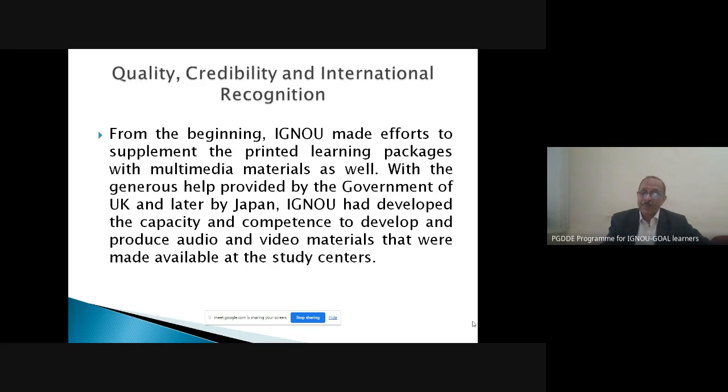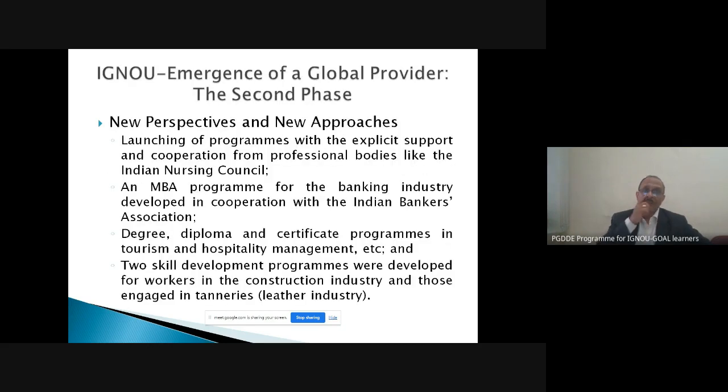International recognition came with much hard work in designing the programs, complemented by the audio and video programs as well. And that was the first phase, the initial phase of the university. The second phase came a little later, with new perspectives and new approaches, the launching of programs with explicit support and cooperation. Professional programs were also started.